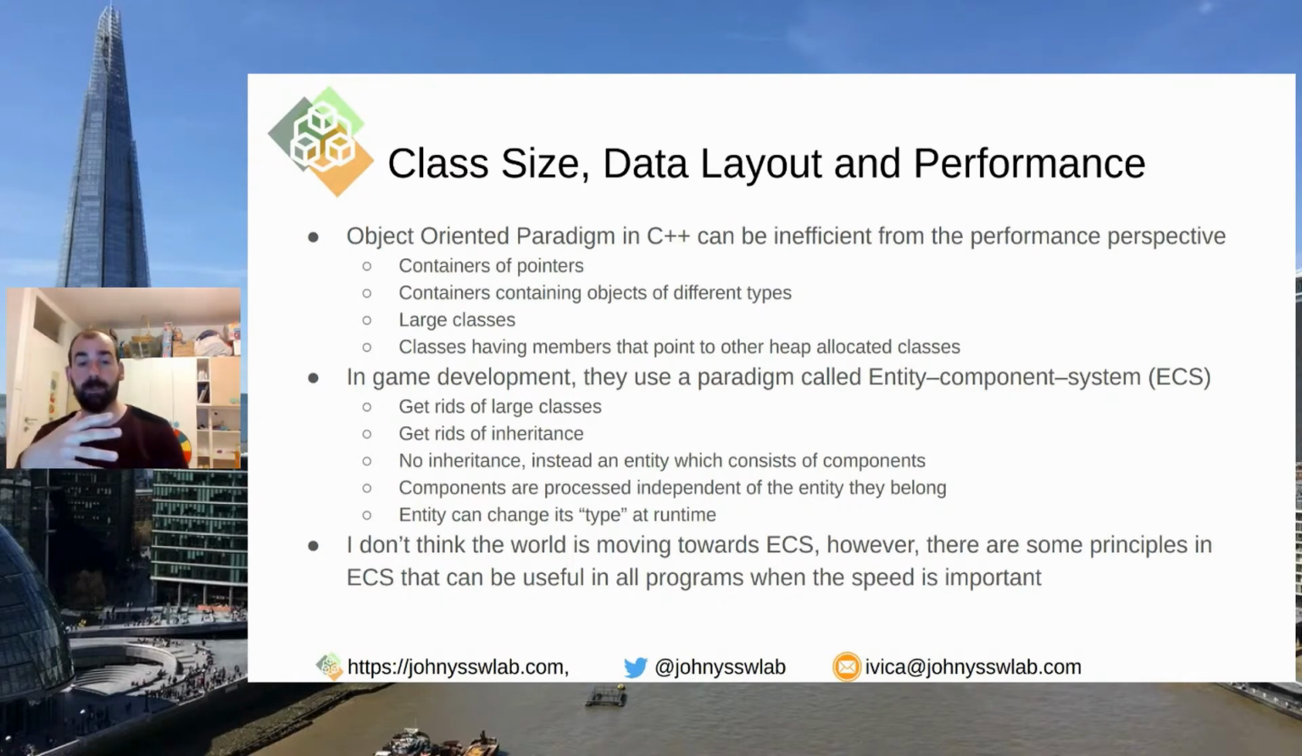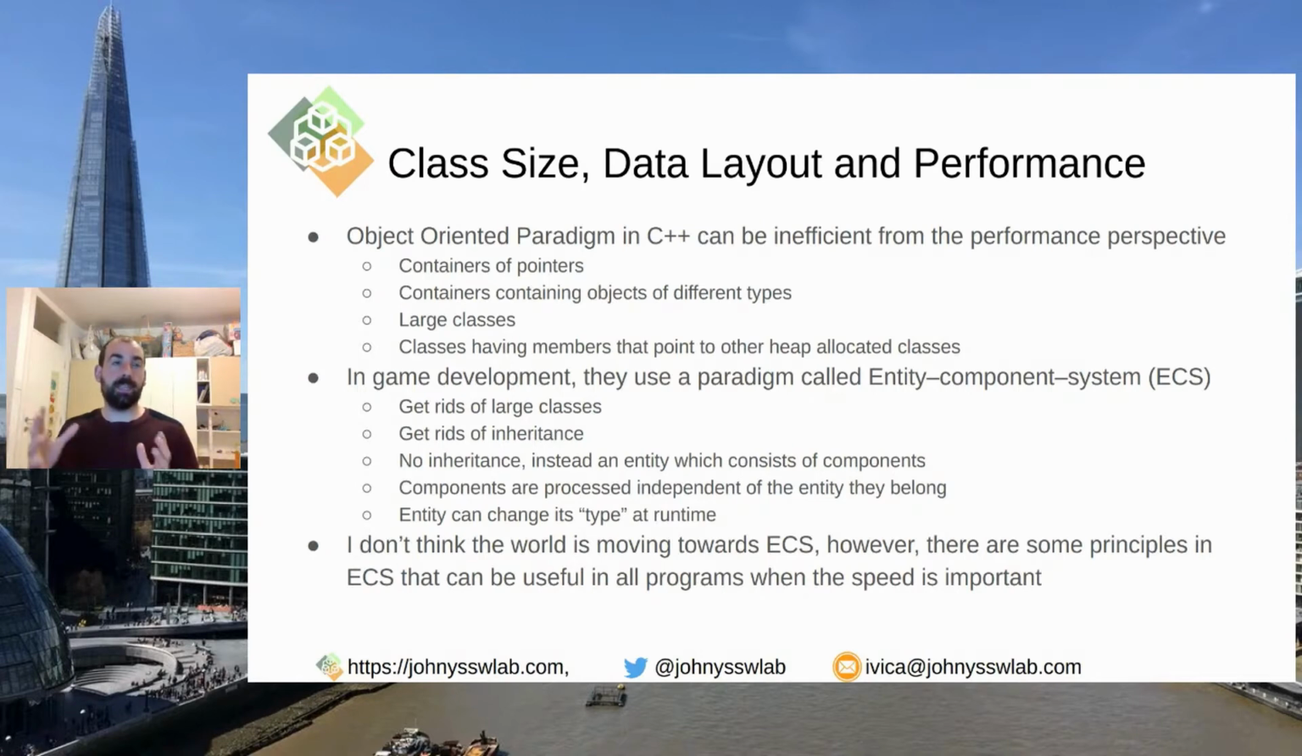So in game development, they use another paradigm called Entity Component System, ECS. What they did there is they got rid of large classes, and they got rid of inheritance completely. They use composition instead of inheritance, and each entity is just a number, for example 1, 2, 3, 4. And it consists of components, and each component is separate.